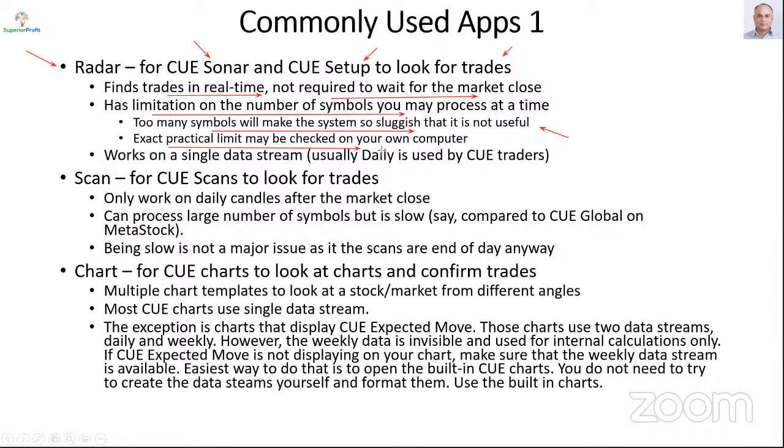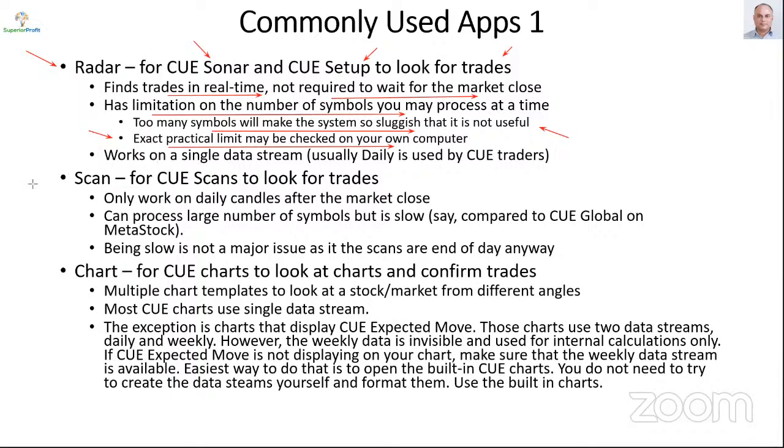The exact practical limit may be checked on your own computer. On my computer, I have seen I may process up to 200 or so efficiently, and after that it becomes too sluggish. 500 will be too much for my computer. So the exact practical limit you may check.